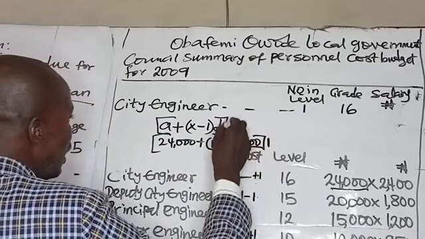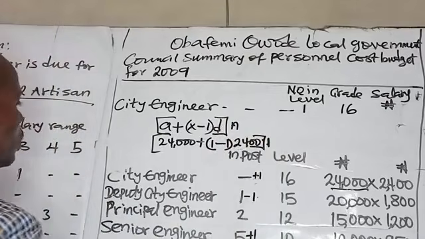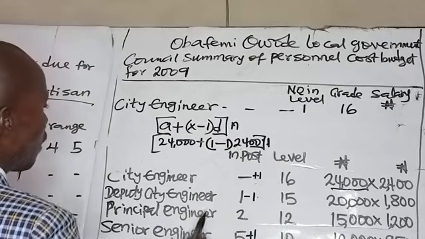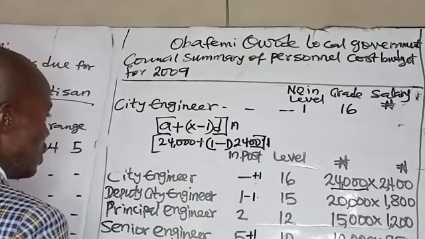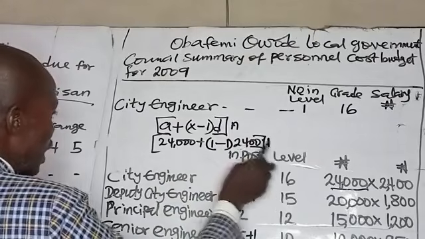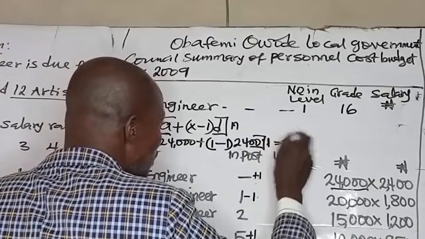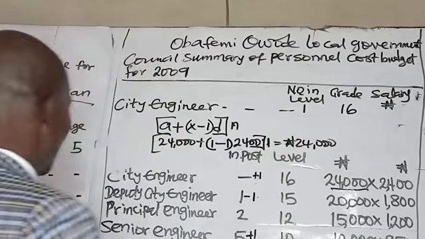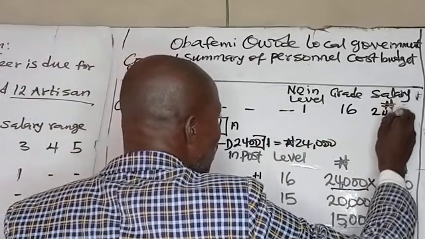So our n is 1. So 1 minus 1 is 0. 0 times 2,400 will still be 0. 24,000 plus 0 will still be 24,000. 24,000 times 1, then you have 24,000. So that is city engineer, 24,000.